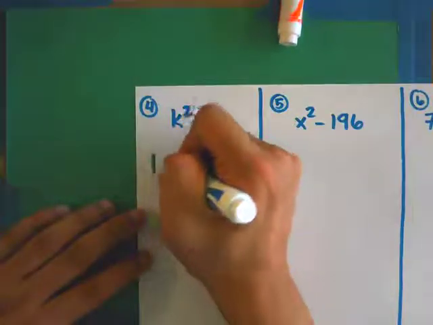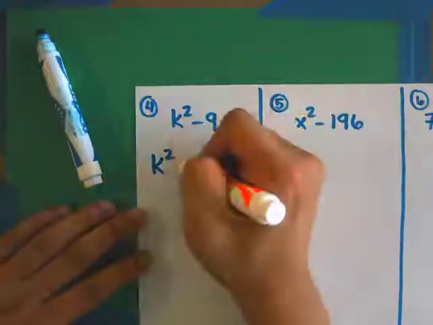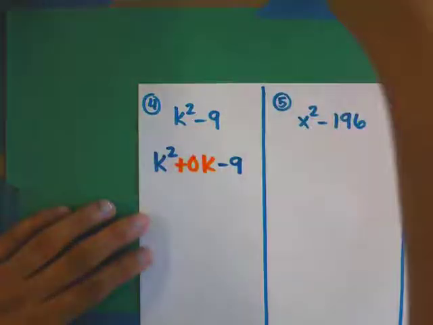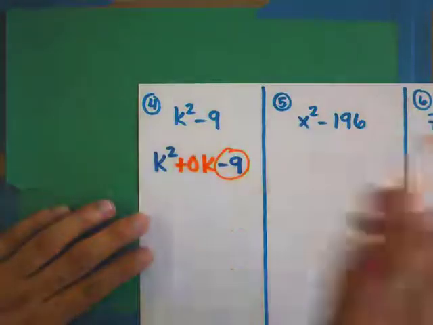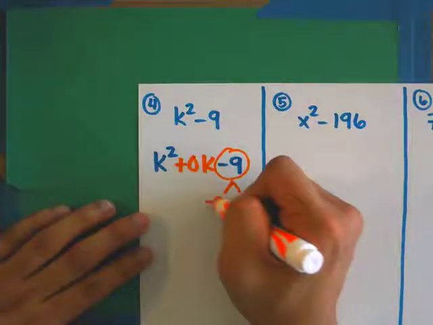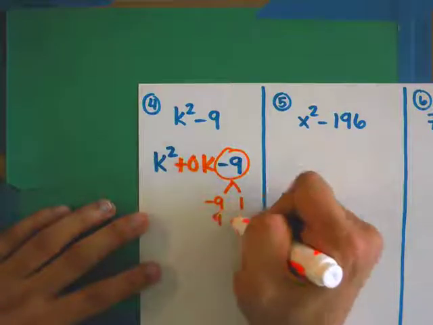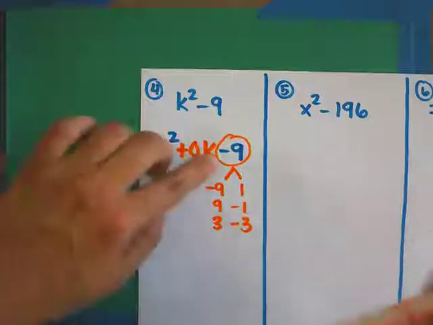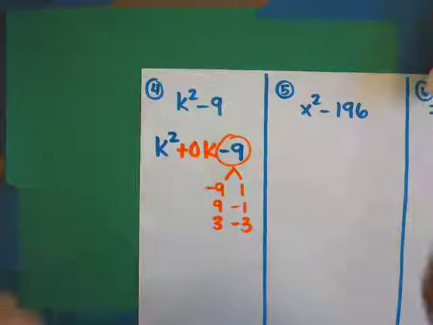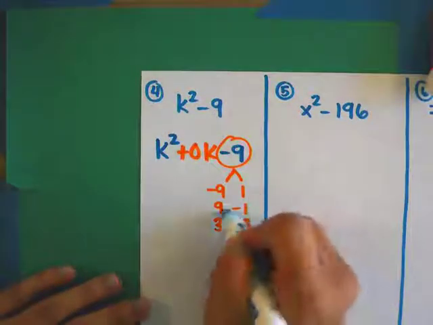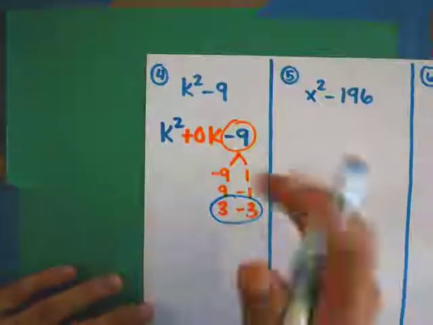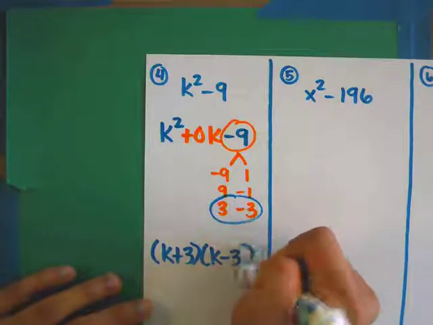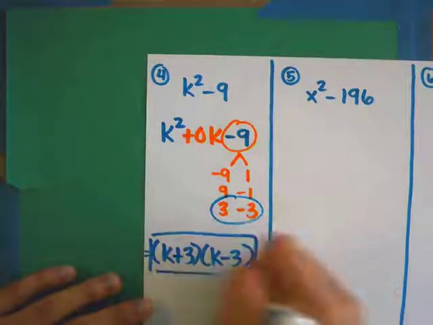It doesn't matter which method. K squared, I see that we don't have a middle term, and so I'm going to add a 0k minus 9. Okay, well, what two numbers multiply to negative 9 but add up to 0? Some students like to list down negative 9 and 1, 9 and negative 1. That's cool. I immediately think of 3 and negative 3. Remember, for the negative, one has to be positive and one has to be negative. And so we're going to take this answer. They add up to 0. So this is going to be k plus 3 and then k minus 3.